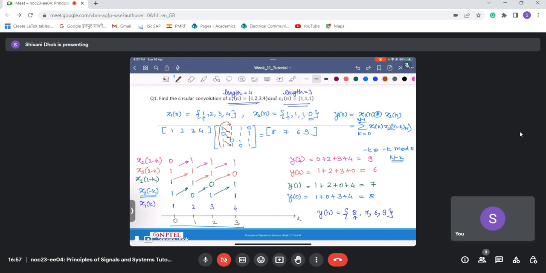Actually this column is my x2 of 1 minus k. This column is x2 of 1 minus k. This is x2 of 2 minus k. And this one is x2 of 3 minus k. And this is x2 of minus k, multiplying x1 of k.